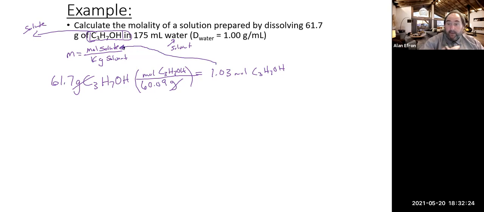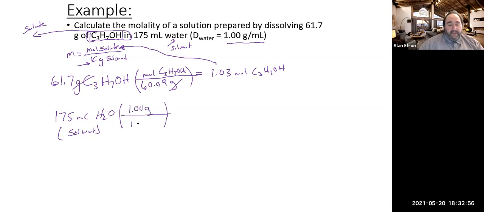So we now need the bottom part, which is kilograms of solvent. We know our water is the solvent. We know we have 175 milliliters of water, which is our solvent. Remember that in the case of molality, we're not looking for volume, but we're actually looking for mass. That is why the density of water is given to you, because we can use the density of water and the volume of water that we have to convert it into mass, right? Because that's grams per milliliter, so the milliliters will cancel.